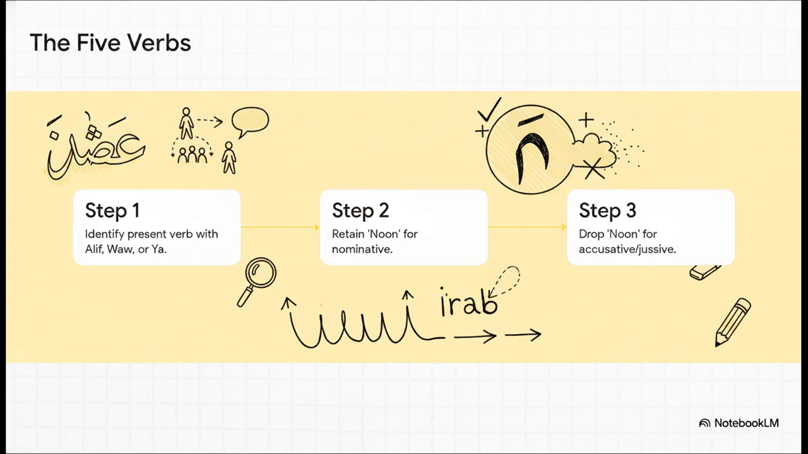Then we have the 5 verbs, which honestly is kind of a slight misnomer because it's really 5 patterns of present tense verbs. Here's the step-by-step logic you need. Step 1. Find a present tense verb attached to a pronoun representing 2 people, a masculine plural, or a second person feminine. Step 2. To show that this verb is in its default nominative state, you just keep the letter nun locked in at the very end. Step 3. If a particle comes along that forces the verb into an accusative or jussive state, the sign of that change is completely dropping the nun. So the simple presence or absence of that single letter tells you the entire grammatical story.